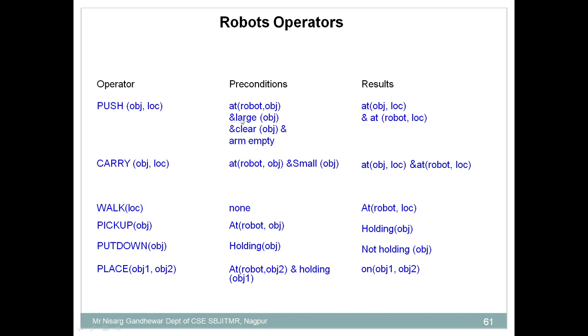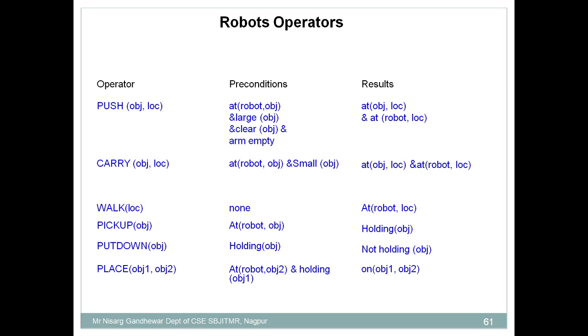Because in this case we have the option of either push or carry. Suppose the object is small, you can carry it easily from one location to another, but if the object is large, in that case you are going to perform the push operation. So the second precondition is that the object should be large. The third condition is that the object should be clear. That means if one object has another object on top of it, this should be avoided. We want nothing to be present on top of the object. So this is the third condition.